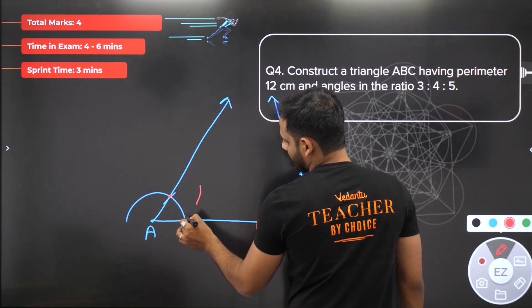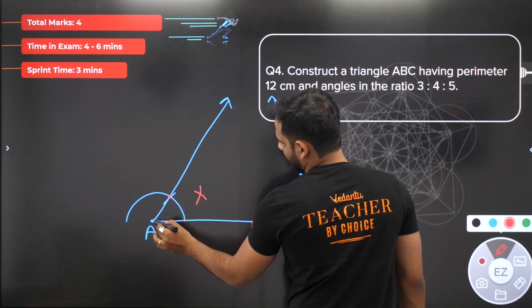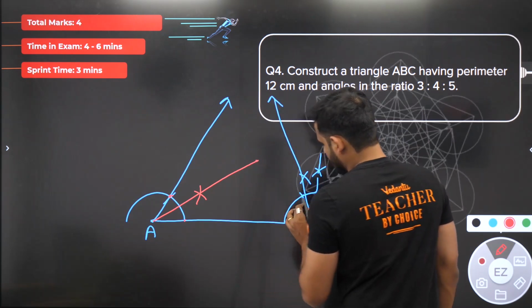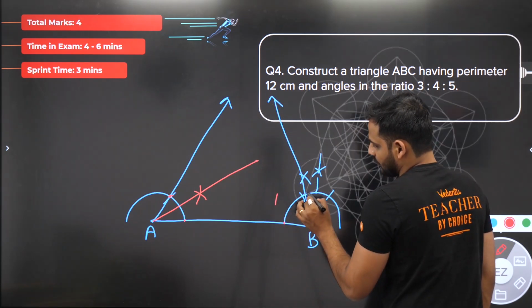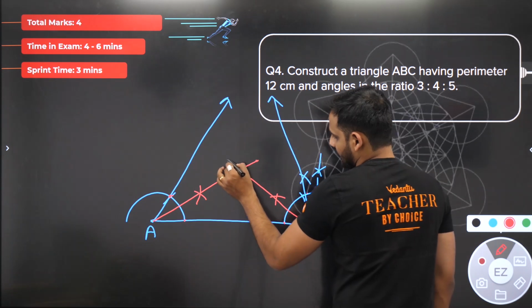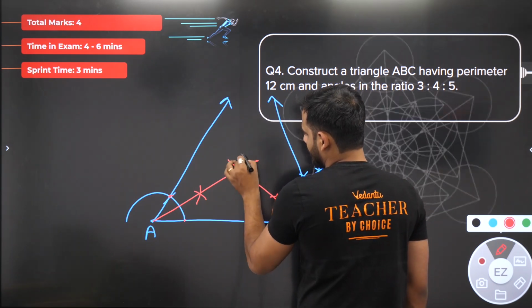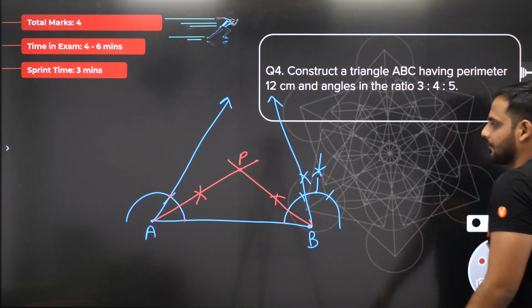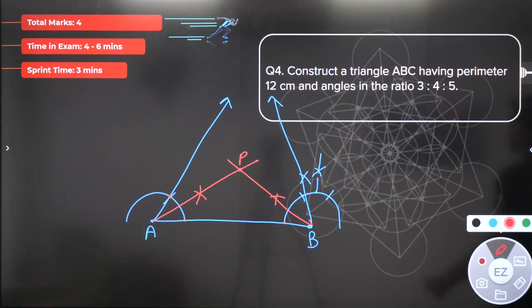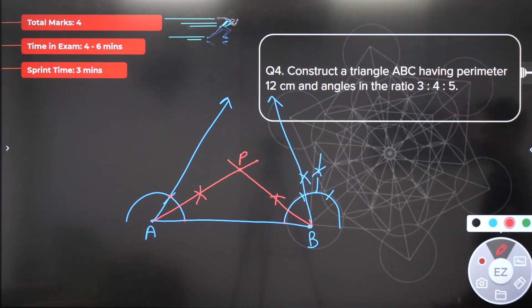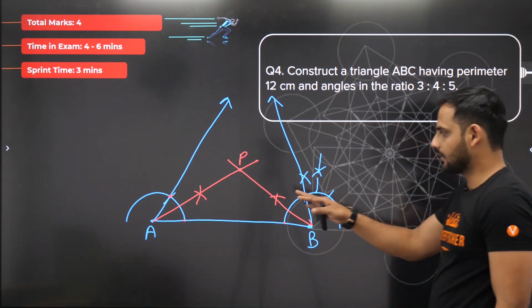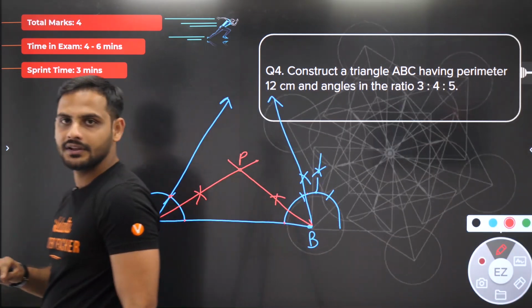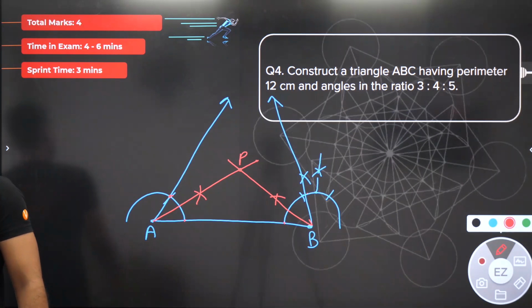One point here, one point here. Extend this line, and here draw the angle bisector. One point here, one point here. Draw this line. Wherever it is meeting, let us say it is point P. Now we have got these two parts. So this is the point P of that triangle.